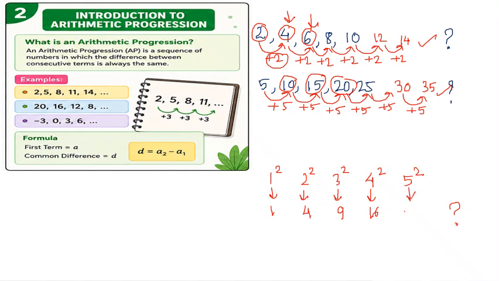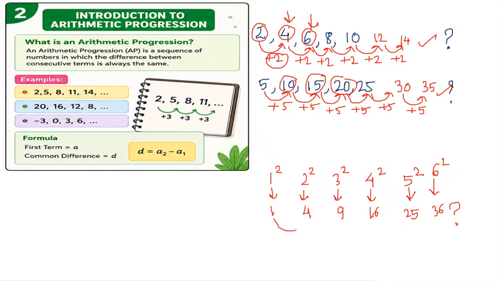5 square is 25. Next it will be 6 square. 6 square will be 36. But here it won't be considered as an arithmetic progression.